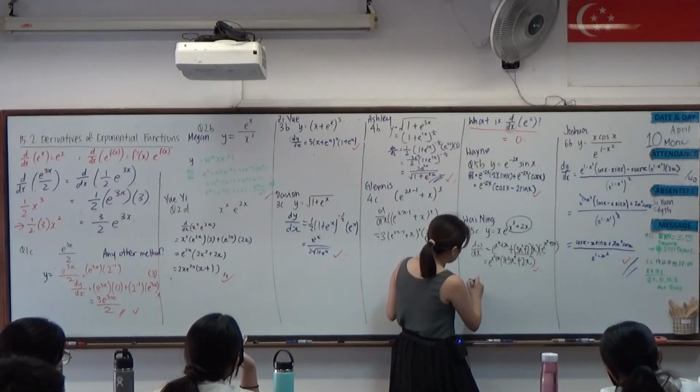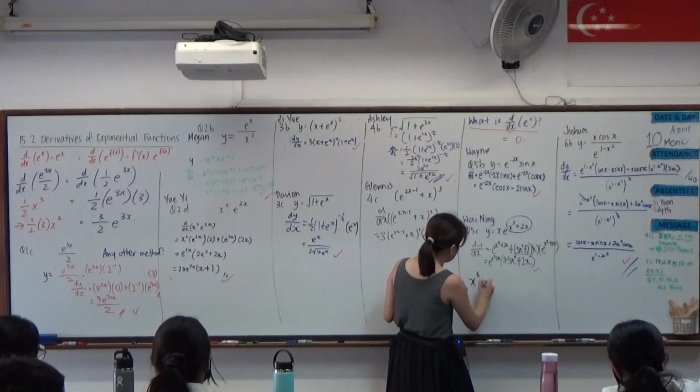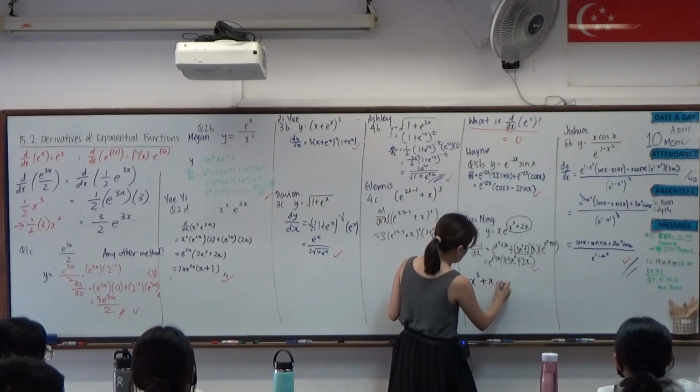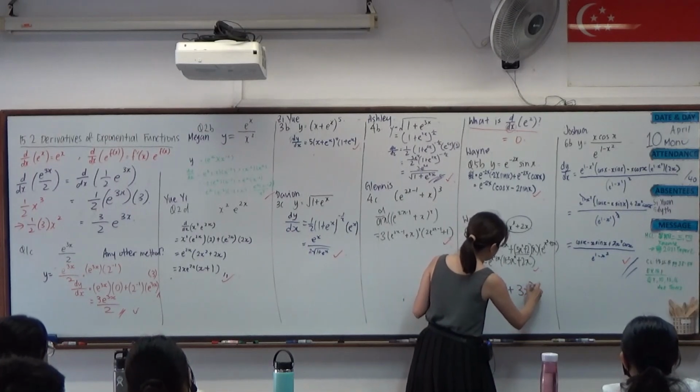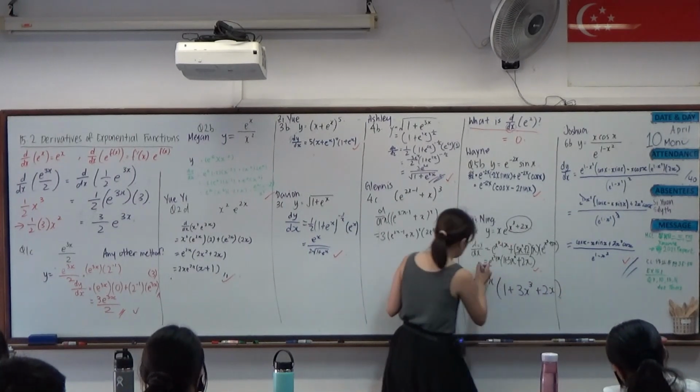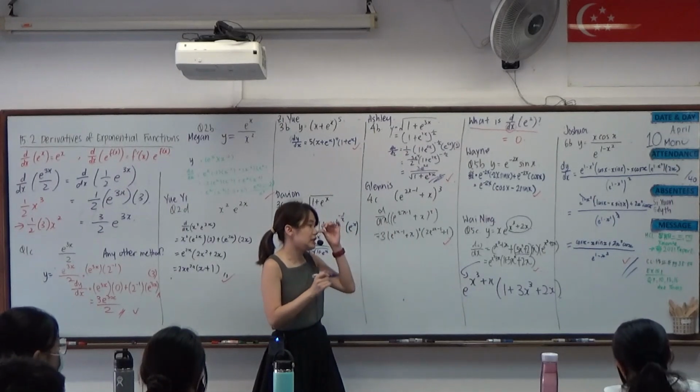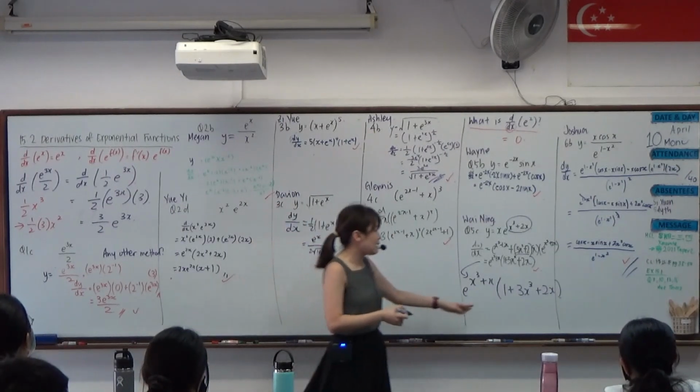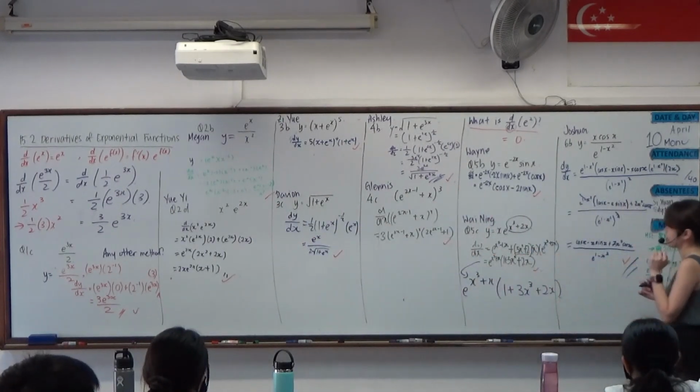Not sure whether the people at the back will find it difficult to see because it's a bit cramped. Maybe I'll just enlarge this. But this will be the answer that we get. So e to the power of x cubed plus x times 1 plus 3x cubed plus 2x.